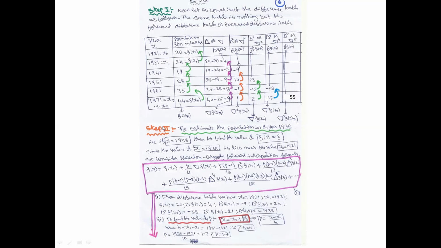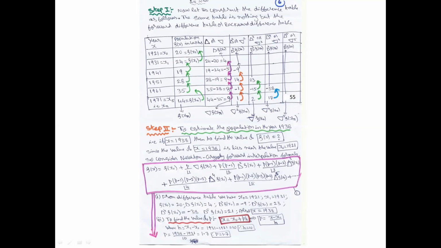For 5 marks, they will ask question B, that is, estimate the population in the year 1938. Estimate the population in the year 1938 for the given data. For this question, first we have to construct the difference table. After constructing the difference table, let us see how to answer this.